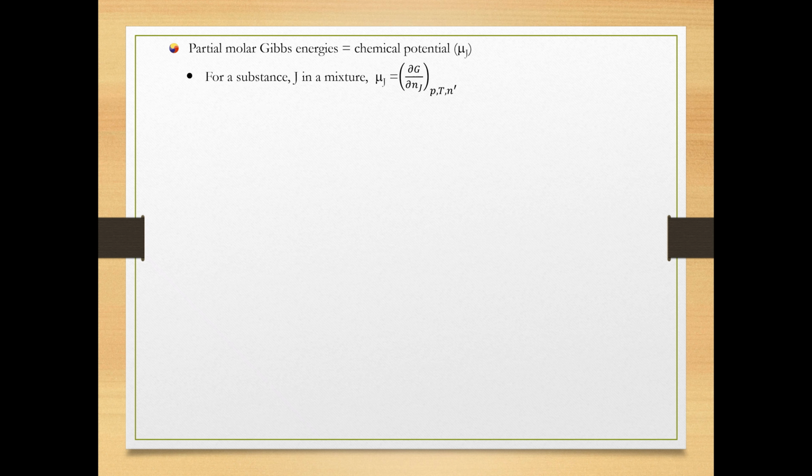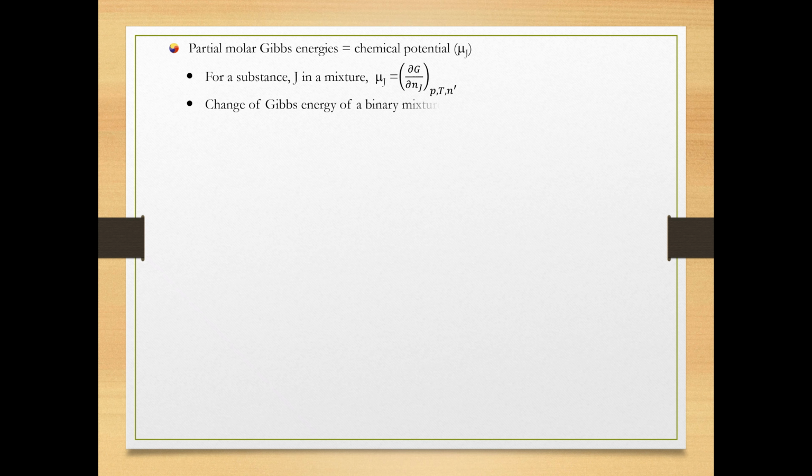As you can see from the mathematical expression for chemical potential, the chemical potential tells us how the Gibbs energy of a system changes when a small amount of a particular component is added, while the temperature, pressure, and the amounts of all other components are held constant.